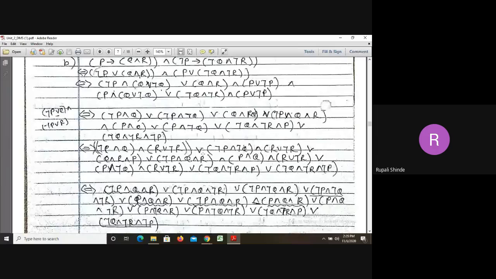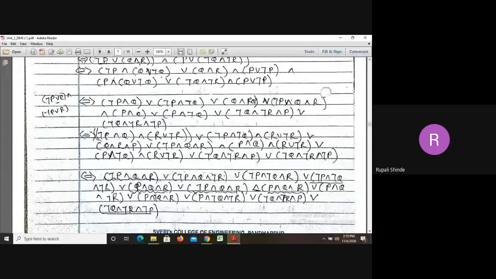So after simplifying, here we will get these terms. We just have to apply the distributive law here as negation P and Q and R, this is the first bracket, or negation P and Q and negation R. This is the second bracket. Now again for this one, we can simplify it as negation P and negation Q and R, or negation P and negation Q and negation R.